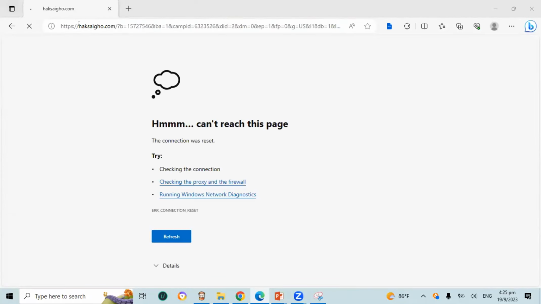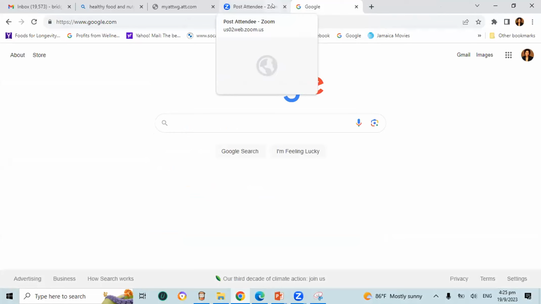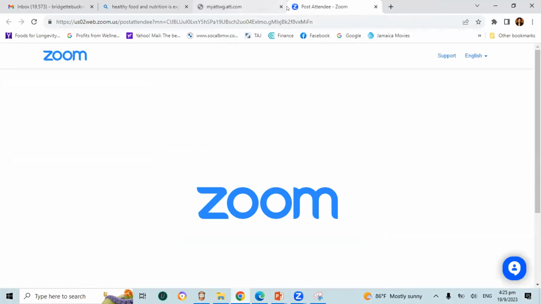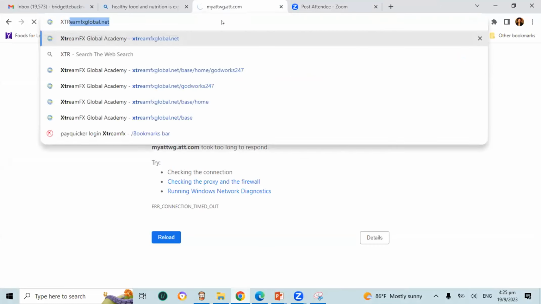Something has gone wrong with my Chrome. It did it again right here, see? It went to HAKSA. Something has hacked my machine. Dr. Harry, this is what I was telling you about earlier. Something is just so weird with my computer right now. I don't know what's going on with it. I had a hard time getting on Zoom. It keeps doing this, and I don't know why.